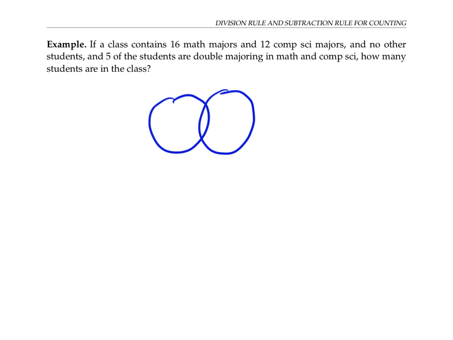Think about this Venn diagram, where here are the 16 math majors, here are the 12 comp sci majors, and we have 5 students majoring in both. The total number of students is then 16 plus 12, except we're counting those 5 students twice, so we have to subtract them off. That gives us 23 students. This principle of subtraction is also known as the inclusion-exclusion principle.